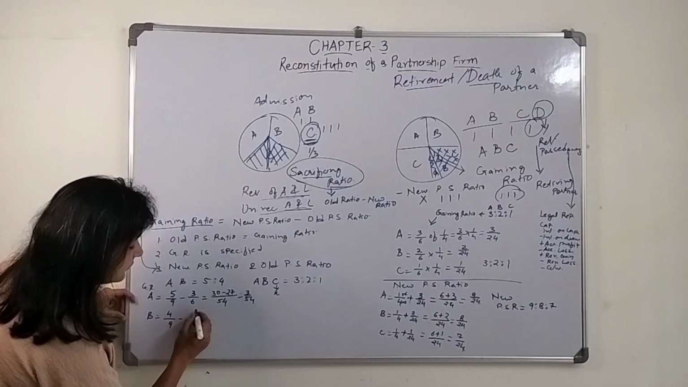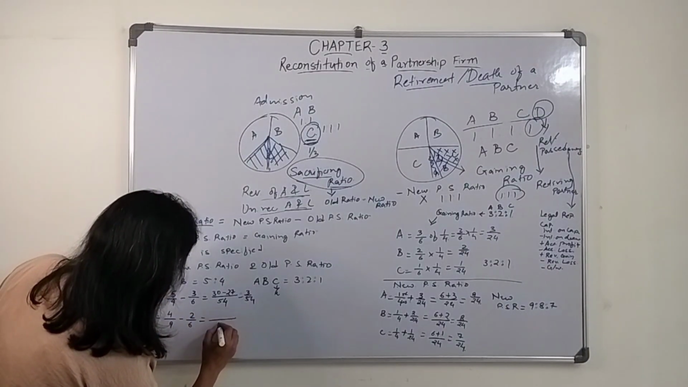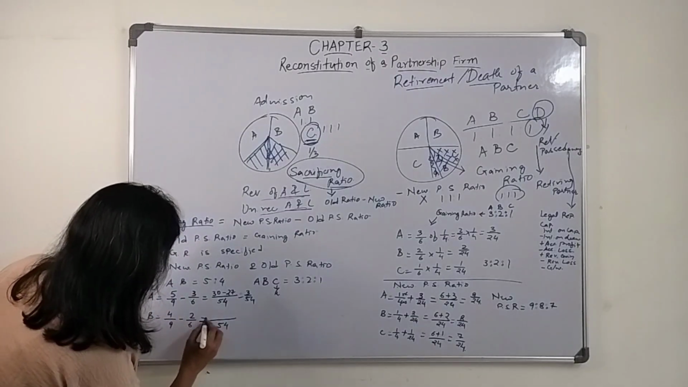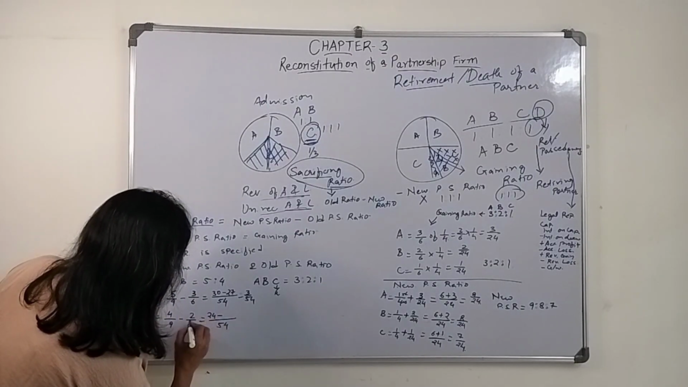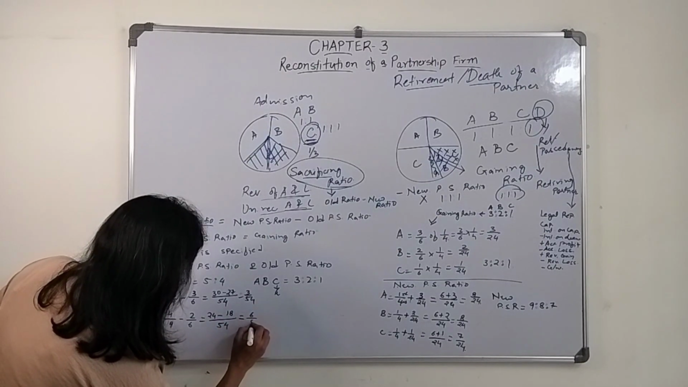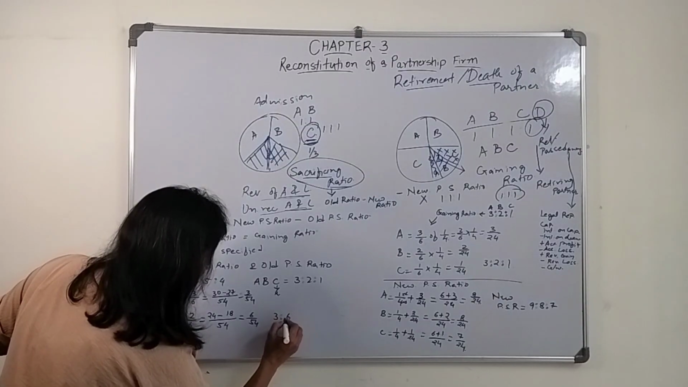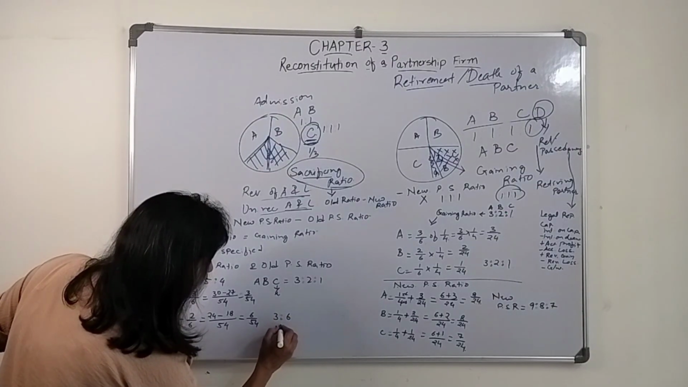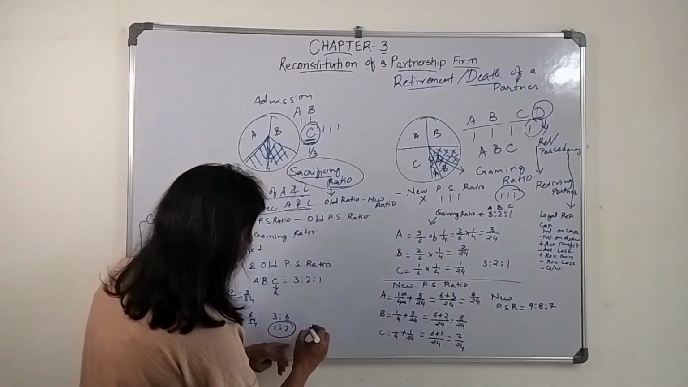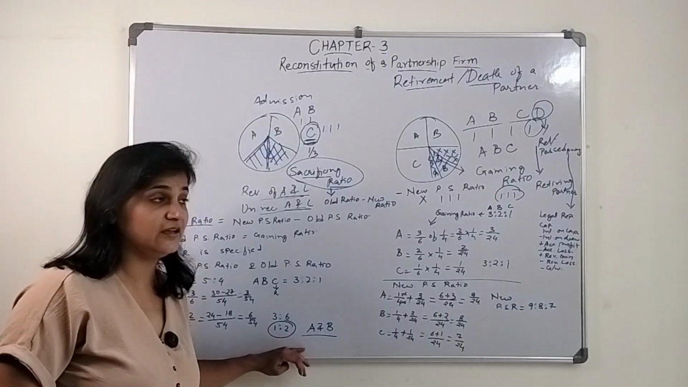4/9 minus 2/6, that is 9 6s are 54. 4 6s are 24 minus 9 2s are 18, that is 6/54. So their gaining ratio is 3:6, or we can say 1:2. So this is the gaining ratio of A and B.